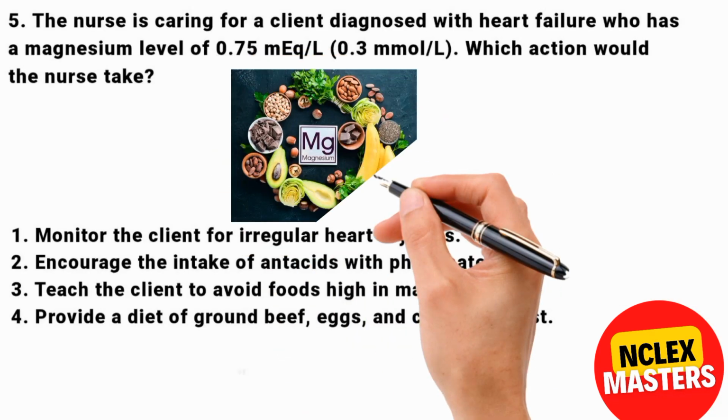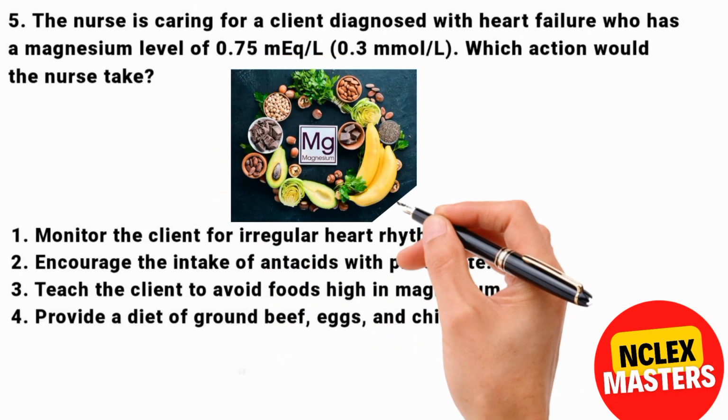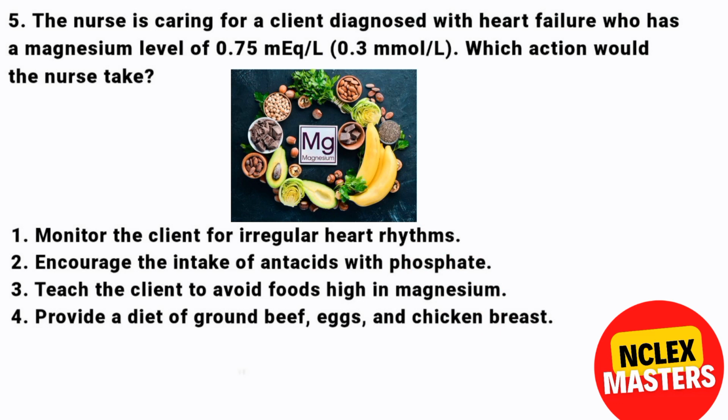Question number 5. The nurse is caring for a client diagnosed with heart failure who has a magnesium level of 0.75. Which action would the nurse take? Monitor the client for irregular heart rhythms. Encourage the intake of antacid with phosphate. Teach the client to avoid food high in magnesium. Provide a diet of ground beef, eggs, and chicken breast.